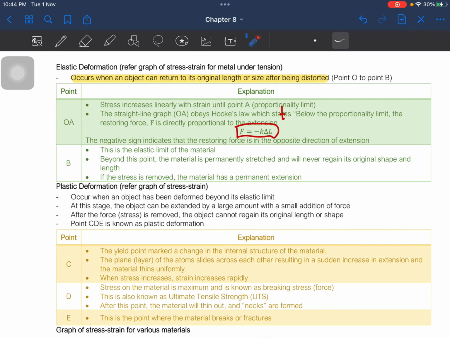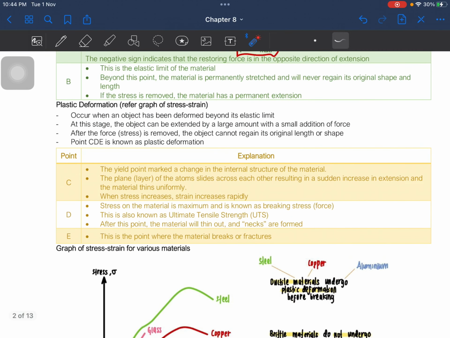Let's look at plastic deformation. It occurs when an object has been deformed beyond its elastic limit. At this stage, the object can be extended by a large amount with a small addition of force. So it cannot take too large a force at that point, or it will go straight to point E. After the force is removed, the object cannot regain its original length or shape. Points C to D are known as the plastic deformation.